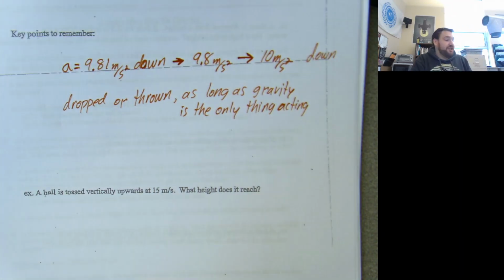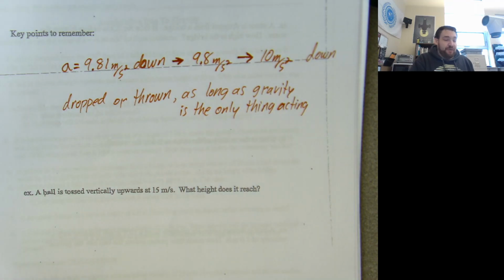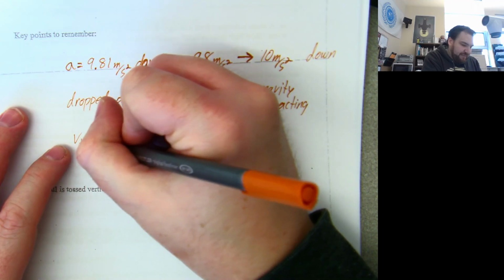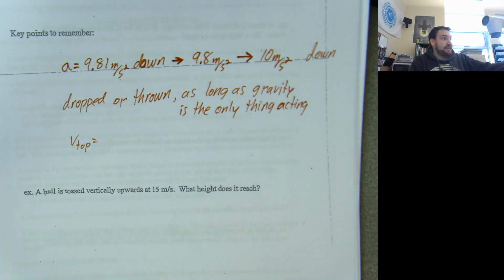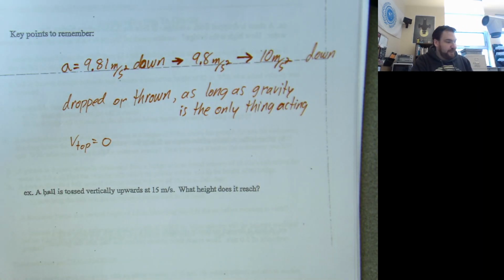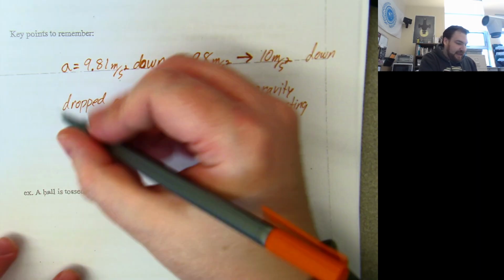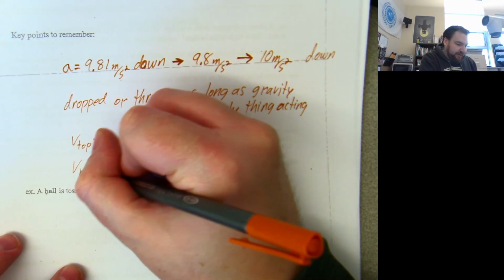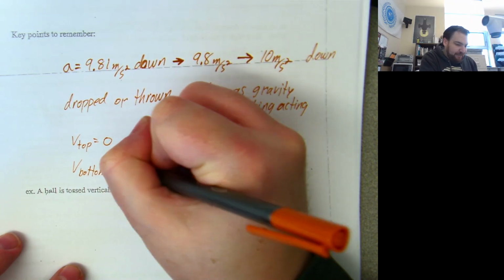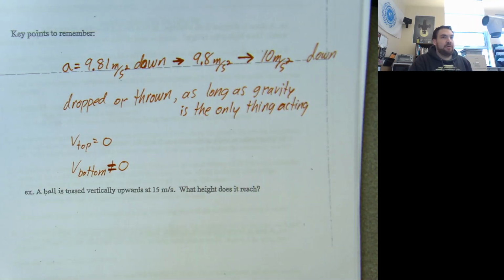This will be the acceleration. There's a couple details that are useful here. For an object that's thrown up, the velocity at its maximum height is 0. We've already said that. And one thing to make really, really clear, the velocity at the bottom is not 0.